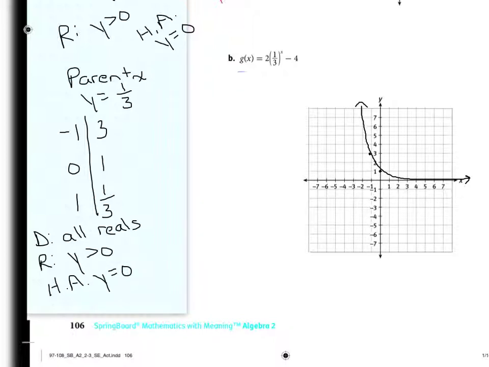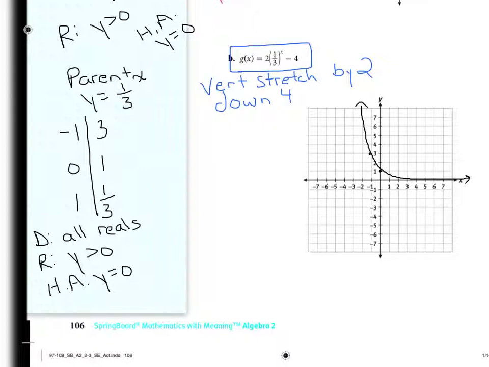What is happening in this transformation? Well, there's several things going on. The 2 in front gives me a vertical stretch by 2. So we're going to multiply each of those y values by 2. And then what does the minus 4 at the end do? That moves us down 4. So if I take that 3, stretch by 2, it's going to give me a 6, and then move down 4 steps. Take the 1, multiply by 2, and then go down 4 steps.